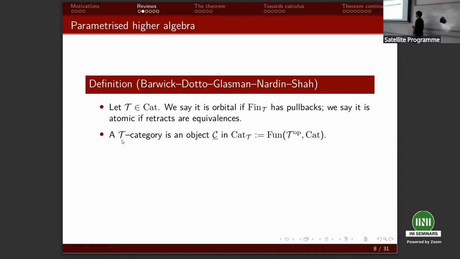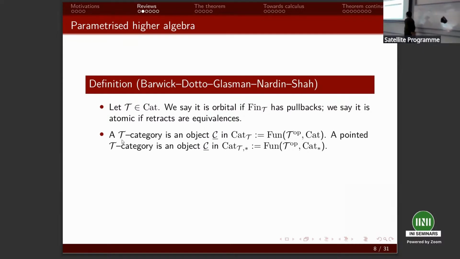For me, a T-category is going to be an object C underlined in categorical species on T. And by Cat here, I mean infinity categories and so on. So again, this sort of plays into Mike's philosophy that there are these external and internal structures, and this is sort of the externalization of all this equivariant stuff. So instead of just looking at genuine G-spaces, you look at genuine G-categories. Similarly, you can talk about pointed T-categories.